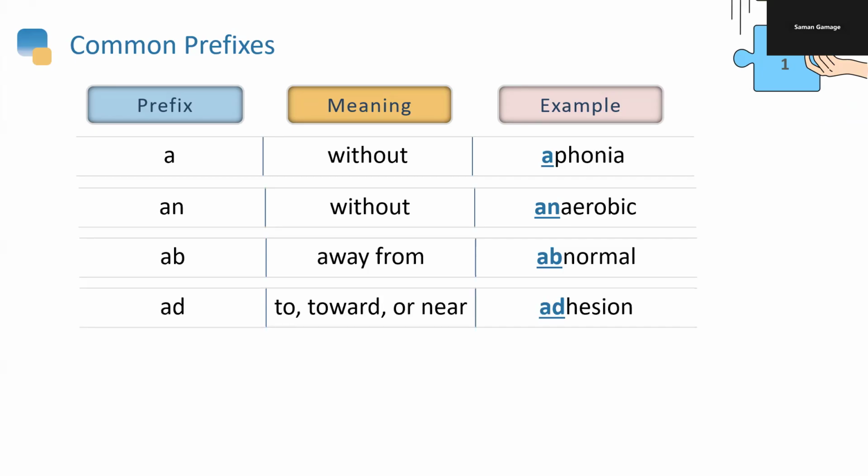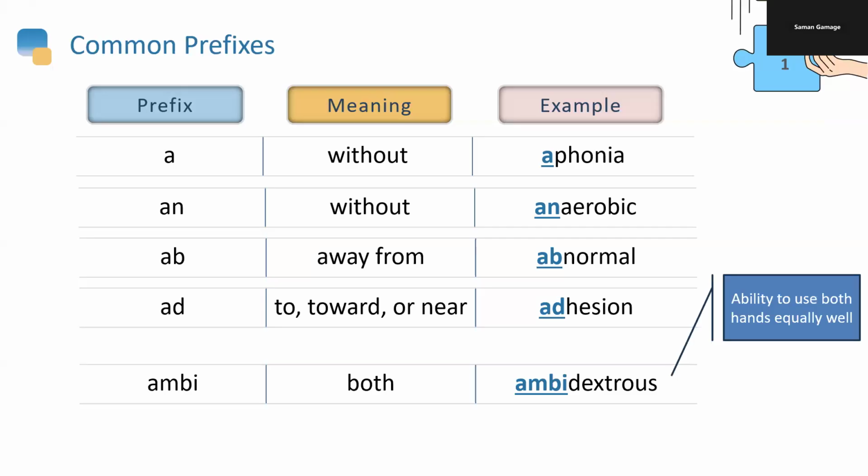Ad means to or toward or near. Adhesion is something stuck together. So when a surgeon operates and opens the abdomen, sometimes he might say there are adhesions. That means some tissues are stuck together.